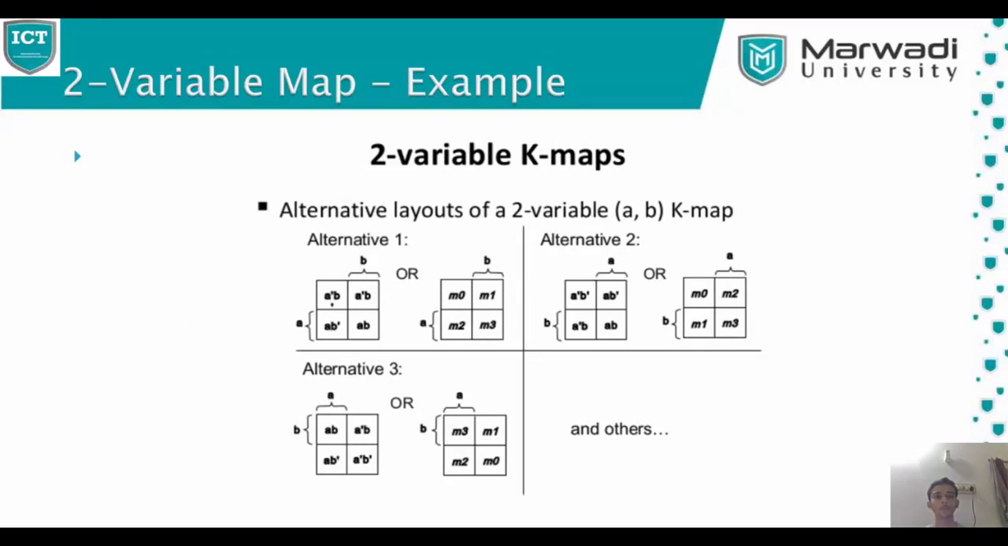Two variable map. Here is an example of a two variable K-map. This is the alternate layout of a two variable K-map.